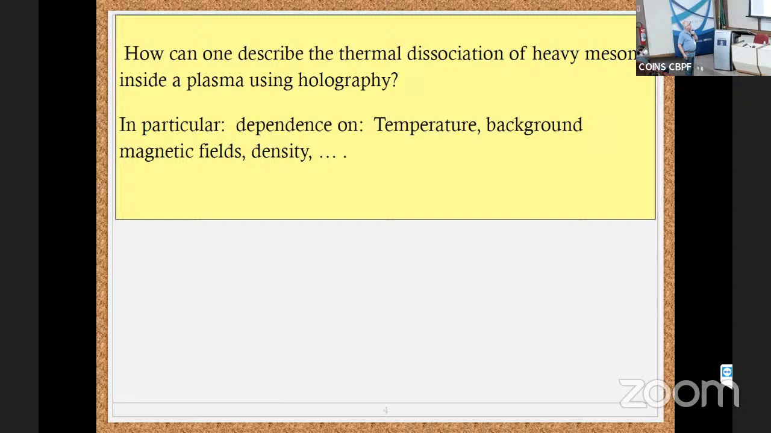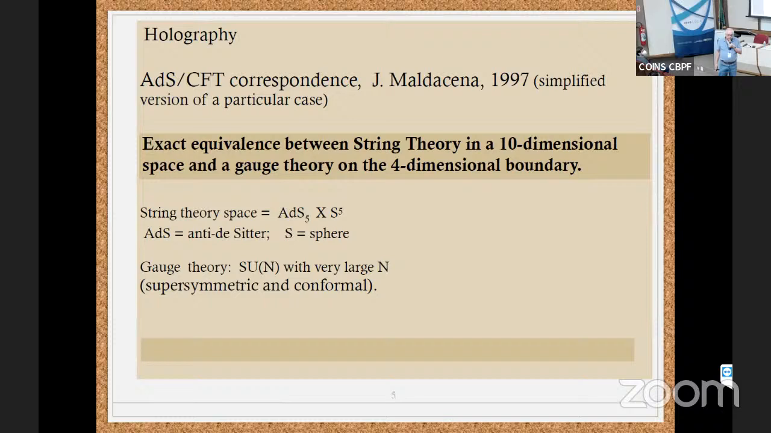Okay, we get inspiration in the AdS-CFT correspondence, that is an exact duality or equivalence between a type of string theory in 10 dimensions and a gauge theory in 4 dimensions. This is exact, but the gauge theory involved is very different from QCD, since it is an SU(N) theory with large N. But this is not a problem, N is large, but it's also supersymmetric and conformal. This is a problem. Okay, we get inspiration from this, but this is an exact duality or equivalence.